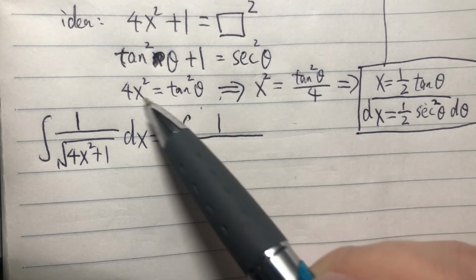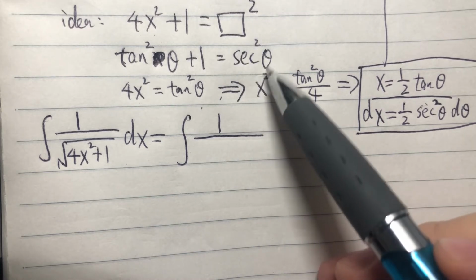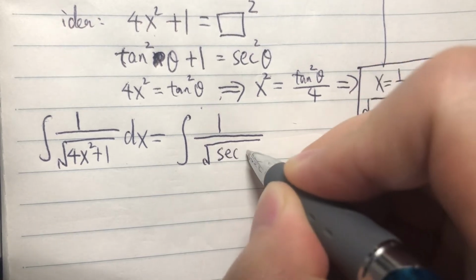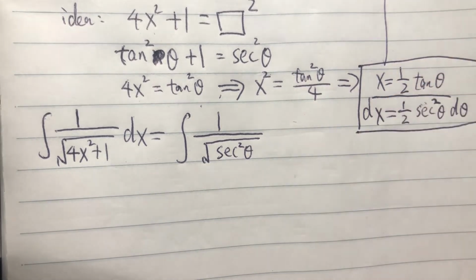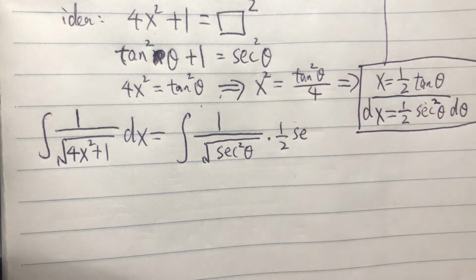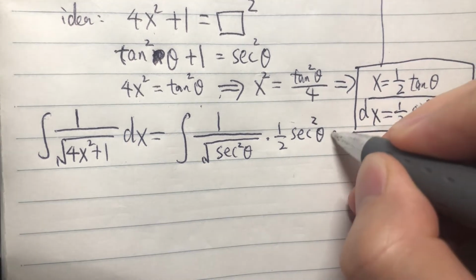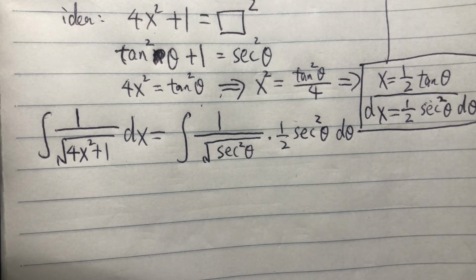So if we use this trig substitution, then 4x squared plus 1 equals secant theta squared. Right, so here we have secant theta squared times dx. dx is this, right? Times 1/2 secant theta squared d theta.